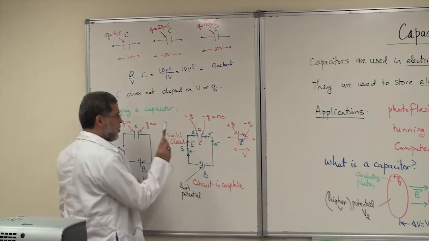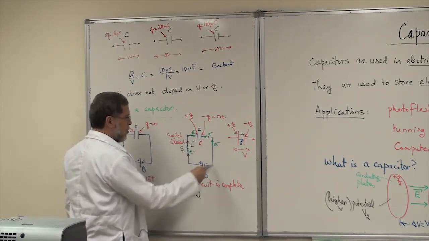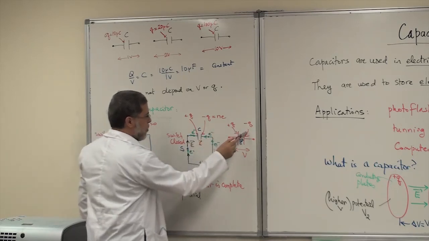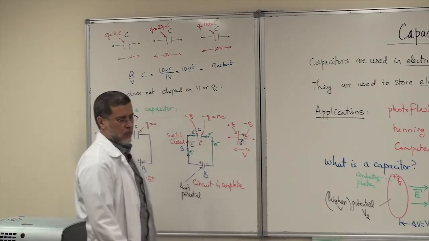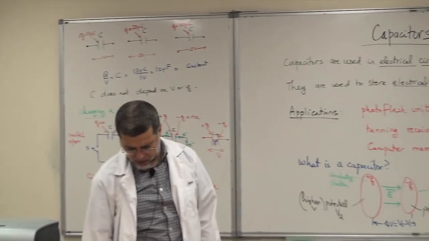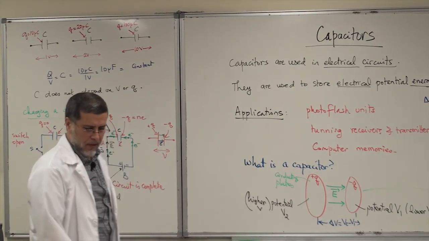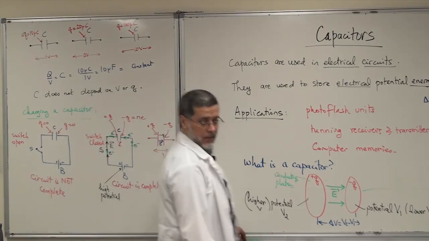Okay, so the electrons flow from one plate to the other plate. So this becomes positively charged because it has lost electrons. This will become negatively charged because it has gained electrons. So this concept is very important to understand how you charge a capacitor. Okay, so thank you.